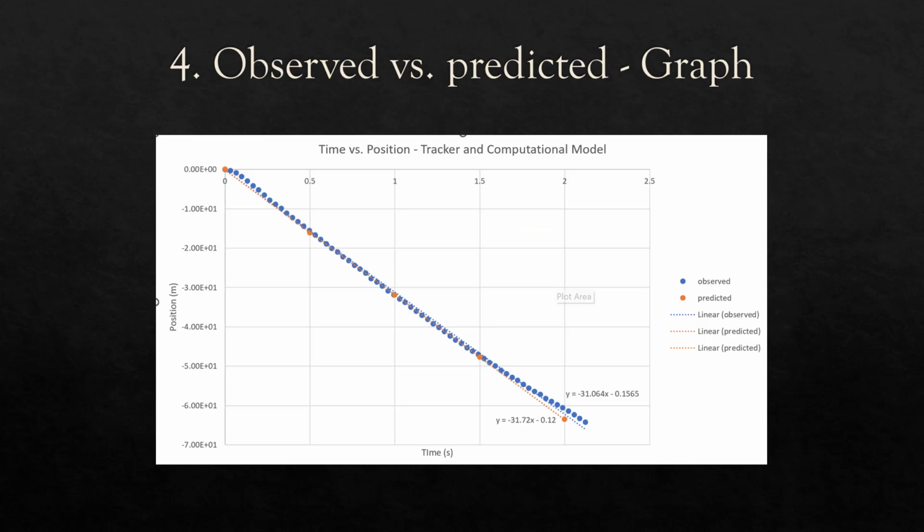Here are the two graphs representing the data from both the observed dataset from Tracker and the predicted dataset from my computational model. As you can see, the predicted dataset matches the observed data fairly well. However, towards the end of the graph, the observed data starts to flatten out, while the predicted data continues in a perfectly straight line. This indicates that the actual motion of the cart is not perfectly constant velocity. Speed and velocity of the cart start to decrease, which means that there must be a small force in the opposite direction of its motion. This is likely due to the frictional force and air resistance acting on the cart, since these forces were not accounted for in the computational model.